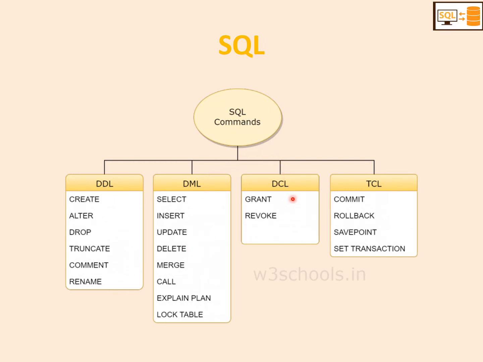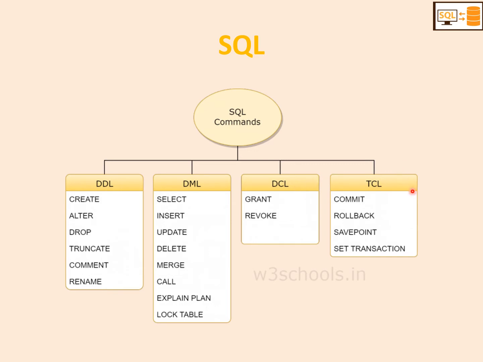And the next category of language is DCL, that is Data Control Language. Grant and revoke are the two commands associated with data control language, that is granting some permission and revoking some permission on the database. In order to keep the data secure, we have to specify the grant permission as well as revoke permissions to the user. That can be done through DCL.